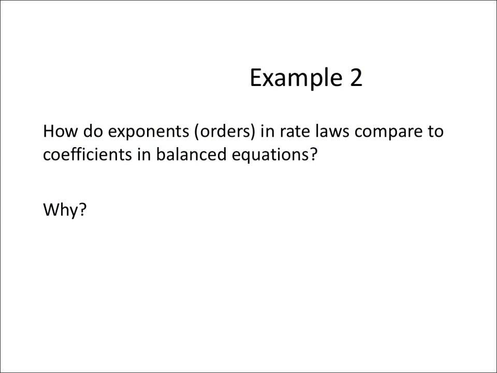So last question here, how do exponents or orders in rate laws compare to coefficients in balanced equations? They are unrelated. The stoichiometry of the reaction doesn't tell you anything about the order of a reaction with respect to a particular reactant. It just tells you the stoichiometric relationships between the reactants and products. It doesn't have to do with the rate. So that's something important to remember: the coefficients in an overall reaction do not tell you anything about the orders.